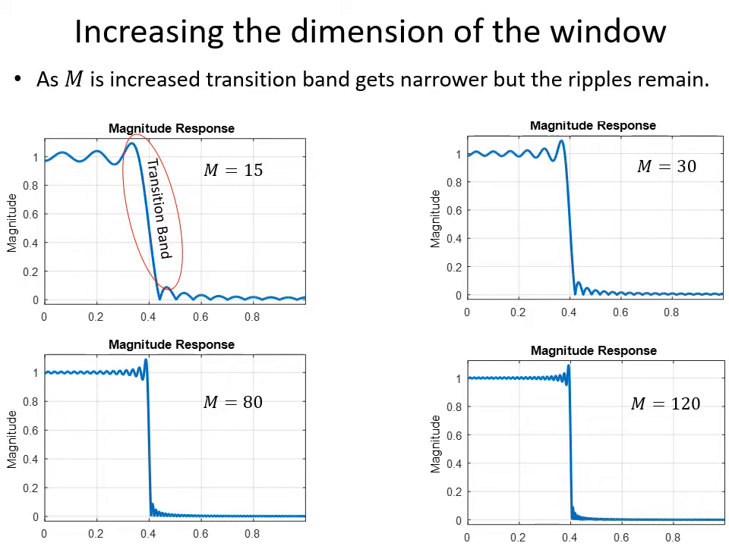The ripples are increasing in number, right? Their width is decreasing, and probably their peak value is the same, but the number of ripples is increasing, right? So increasing m is solving the transition problem, but not the ripple problem.